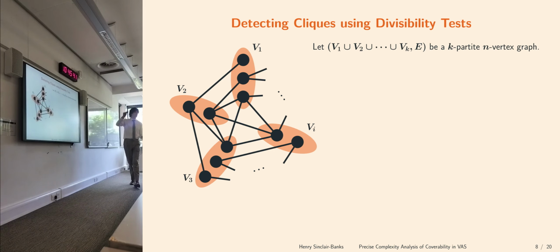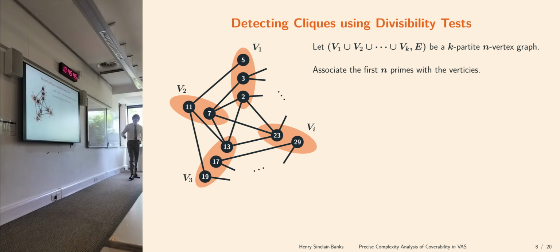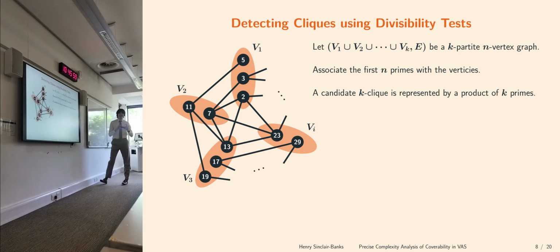So I'm going to start with a k-partite n-vertex graph. Here's what I prepared earlier. And I'm going to associate the first n primes with the vertices, one by one. This is somewhat reminiscent of the Stockmayer-Meyer 73 paper that Henning spoke about, but the encoding I'm going for is slightly different. A candidate k-clique will be represented as a product of k primes. This is the difference: we're not going to use Chinese remainder encoding. We're going to multiply these things together.